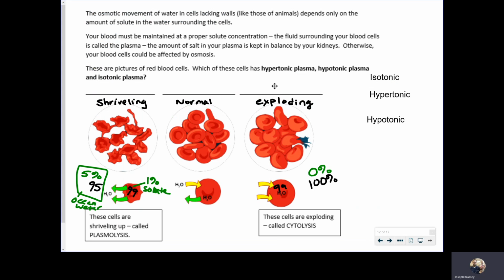If we are matching these up, we would say this one is going to be your isotonic plasma. Plasma is the liquid outside. This one where it's shriveling up is going to be the hypertonic environment, because again, there's more salt outside than inside, and therefore it would shrivel up. And then this is going to be a hypotonic environment. So this is where there's no salt outside, and therefore water would travel into the red blood cells and cause them to explode.